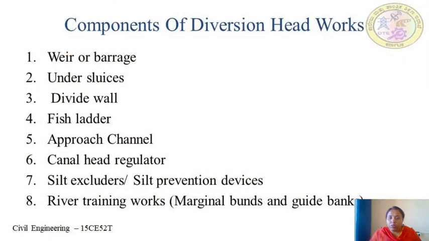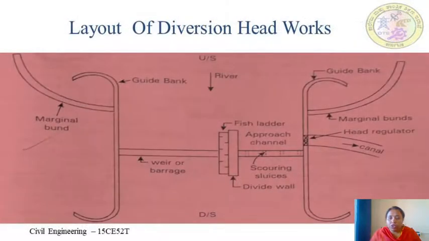So the components of diversion headwork, as we have already seen in the layout, are weir or barrages, under sluices, divide walls, fish ladder, and approach channels. You can see here the approach channels and the canal head regulators, silt excluders or silt prevention devices, and also the marginal bunds and guide banks. So these are the components of diversion headwork.